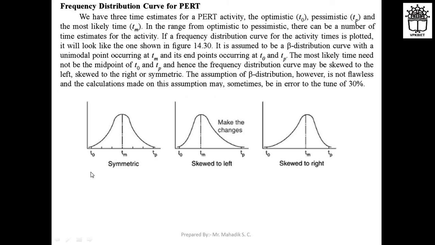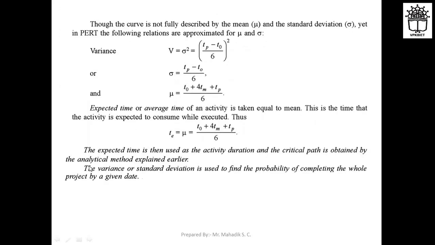So here the plot may be symmetric, left skewed, or right skewed, right? That's why the curve is not fully described by the mean mu and the standard deviation sigma. Yet in PERT the following relations are approximated for the calculation of the mean, the standard deviation, and the variance.